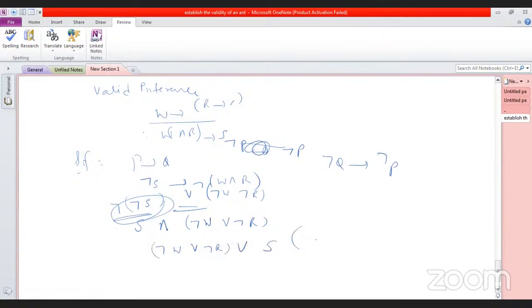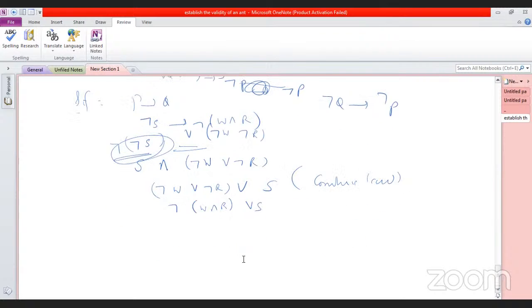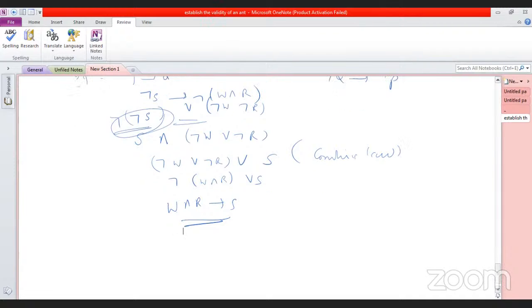I'm taking this one by commutative law. We are taking it here by commutative law. So therefore negation of W or R, that is S. So W and R is the one, verifying the valid inference for this one. And another one.